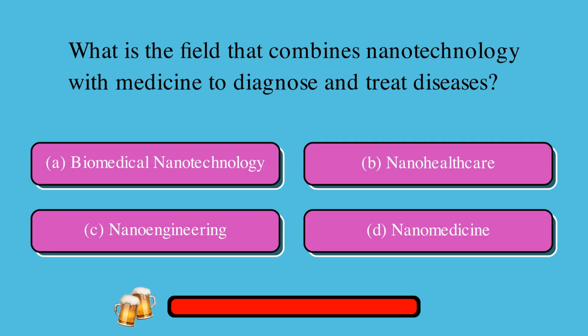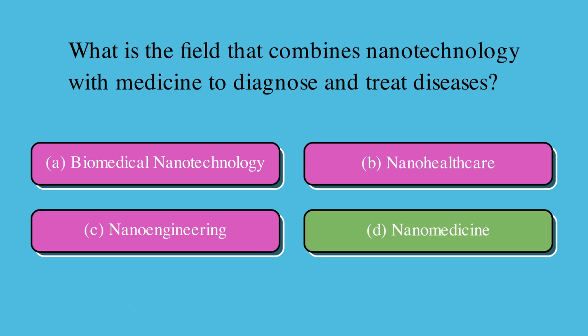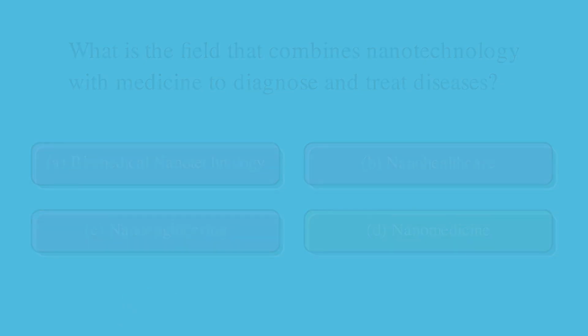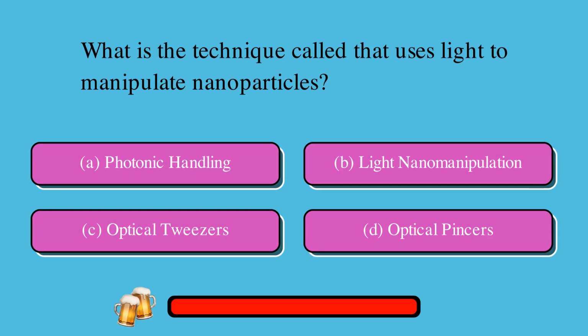What is the field that combines nanotechnology with medicine to diagnose and treat diseases? Is it A, biomedical nanotechnology, or B, nanohealthcare, or C, nanoengineering, or D, nanomedicine? The correct answer is D, nanomedicine.